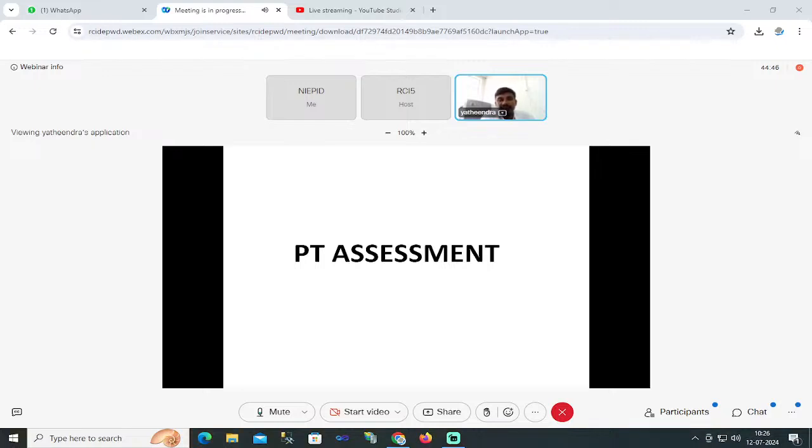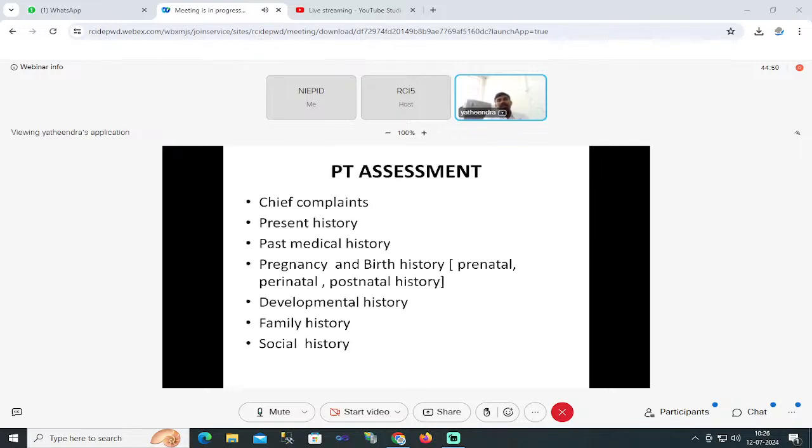Again, it will take 5 to 10 minutes. Okay, so this will again be very important. So what assessment will you see? See, whatever I'm explaining will be correlated with the previous points or previous slides, so you can correlate that. When you see the PT assessment, it starts with the history. Any assessment will start with history taking. So what will be the history here? I'll ask the chief complaints of the patient. What are the chief complaints?